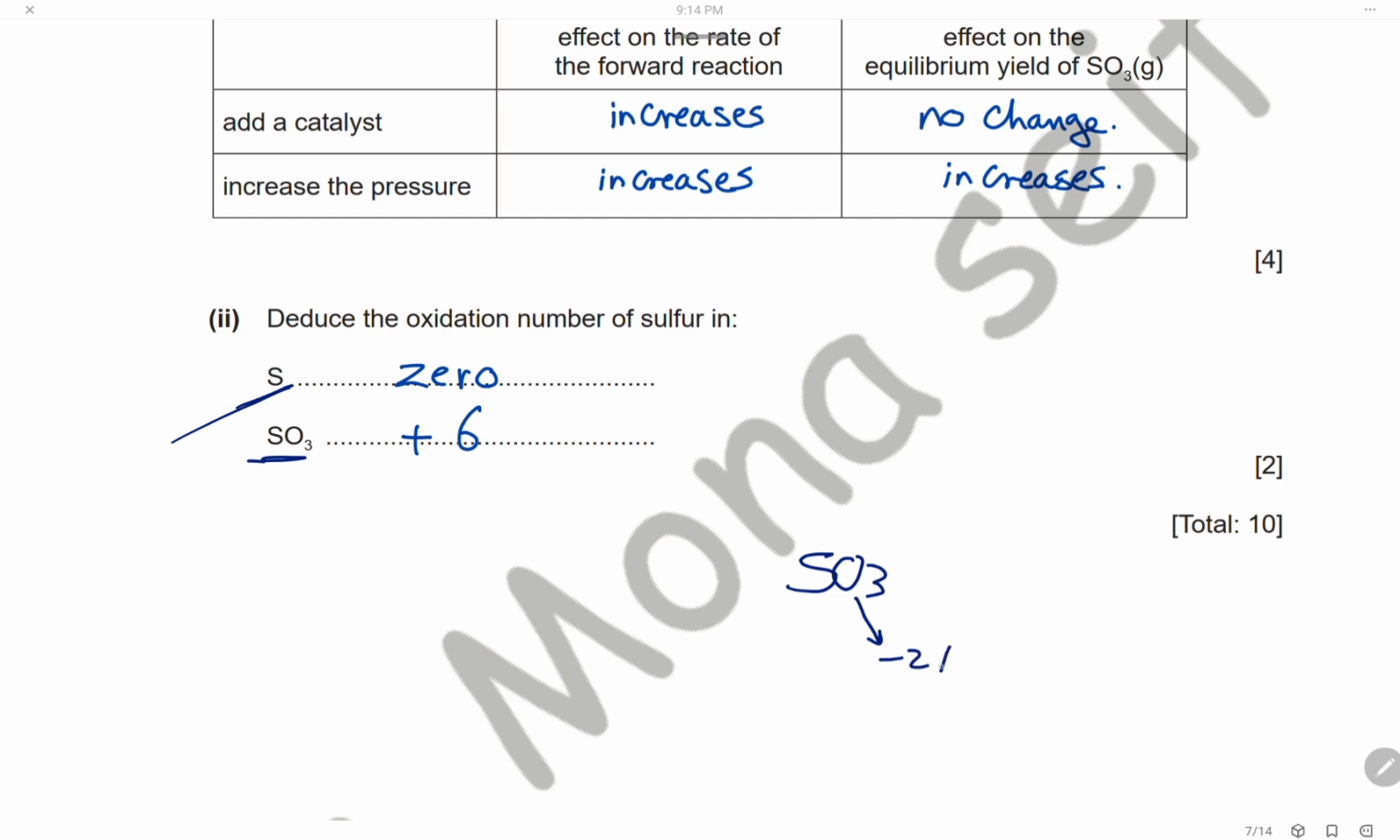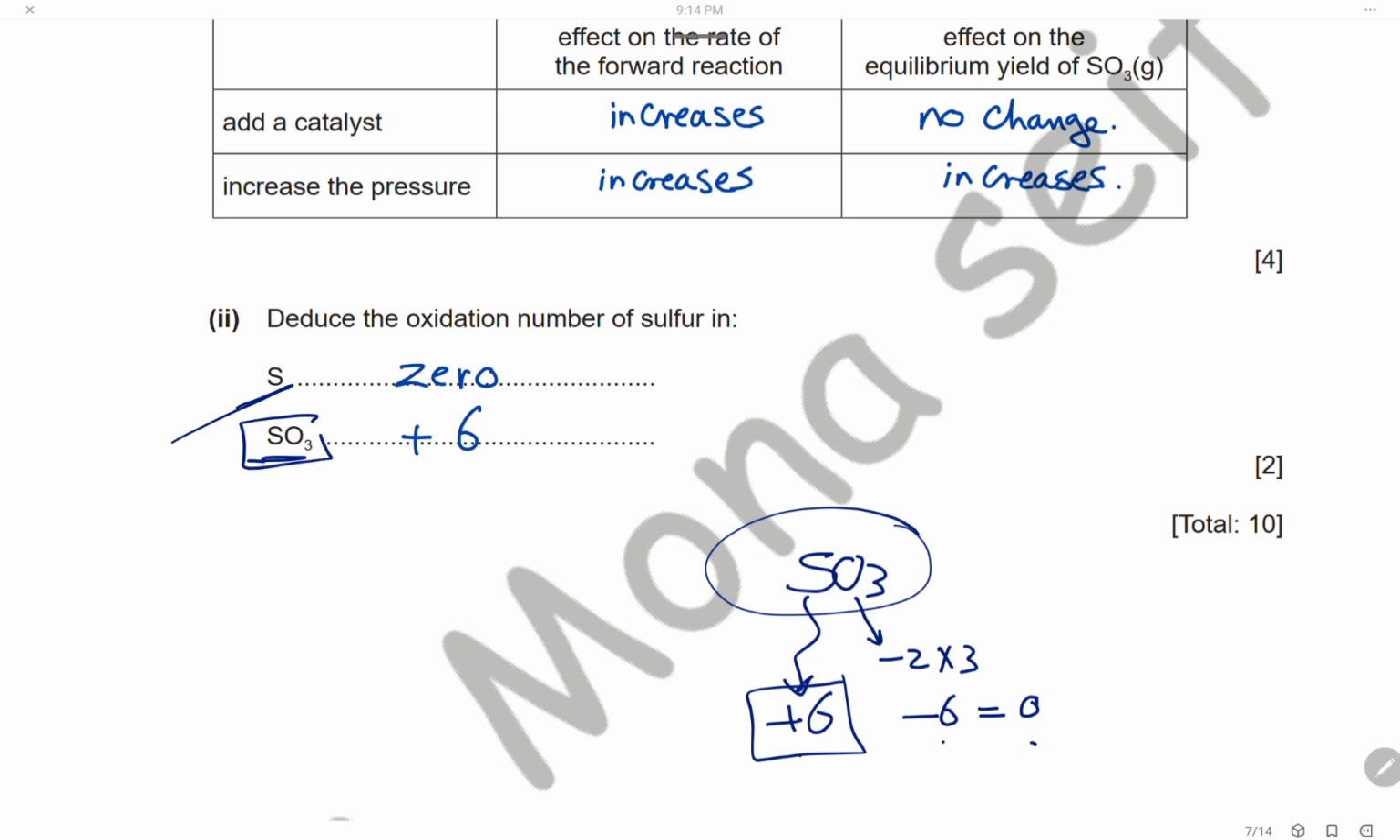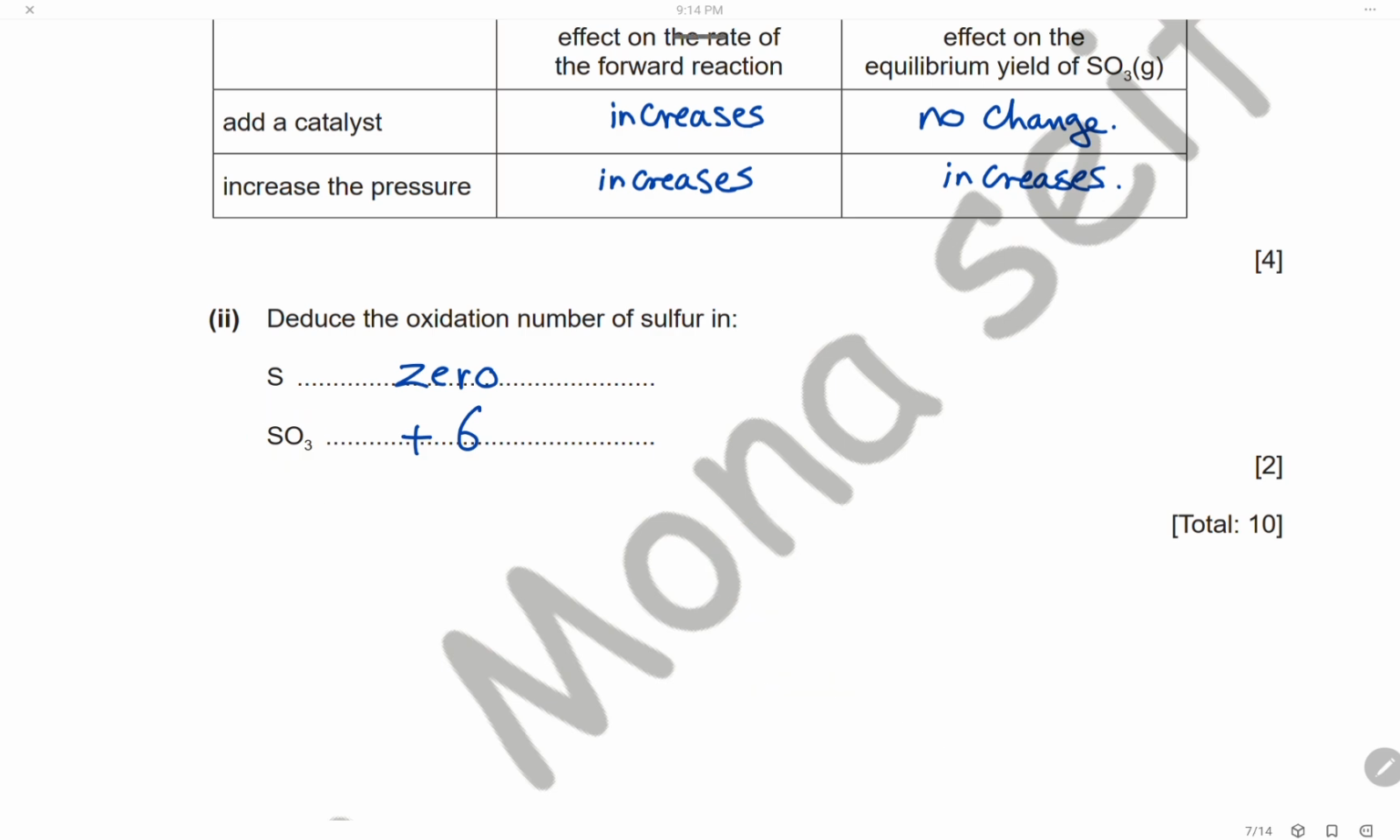We have 3 oxygens, so the total charge of the 3 oxygens will be -6. And because the total charge of the molecule is 0, the charge of sulfur is +6. Because the overall charge of the molecule is 0, +6 minus 6 equals 0. The oxidation number of sulfur here in sulfur trioxide will be +6.